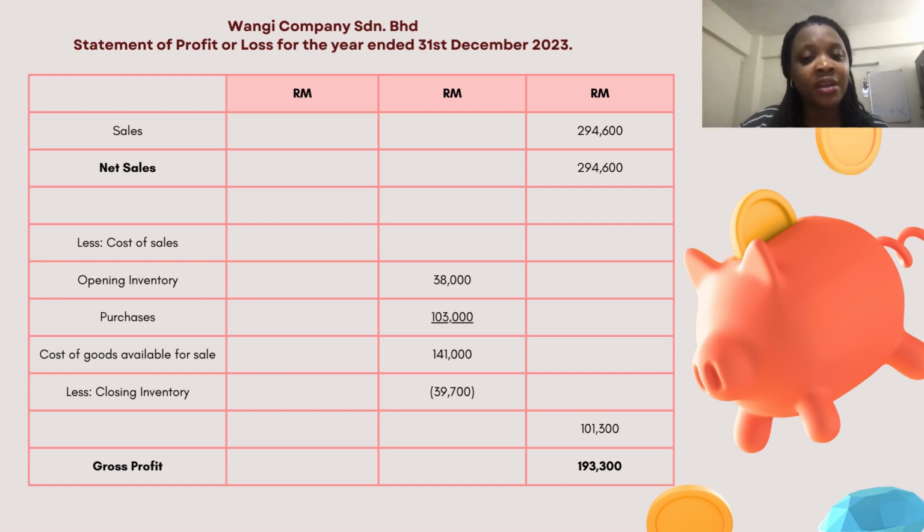So we begin with the opening inventory and the purchases, which we add up to get the cost of goods available for sales. And when we get the cost of goods available for sales, we must subtract the closing inventory from that to get our cost of sales, which is 101,300 ringgit. So we must subtract that value from the net sales to get our gross profit, giving us the gross profit of 193,300 ringgit.